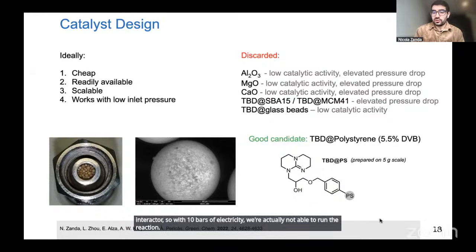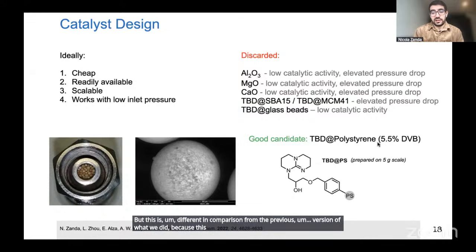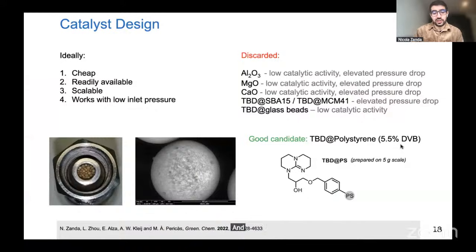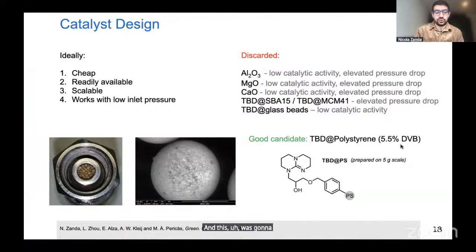What instead was a good candidate was the TBD supported on polystyrene, but this is different in comparison from the previous version of TBD because this polystyrene presented a higher degree of cross-linking and thus couldn't form a gel phase and could be used as a pure heterogeneous organocatalyst. And this was going to allow us also to use CO2 as a gaseous reagent and thus having a triphasic system, so gas, liquid, and solid.